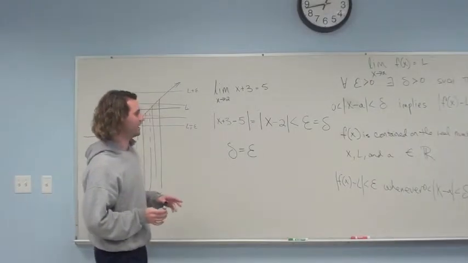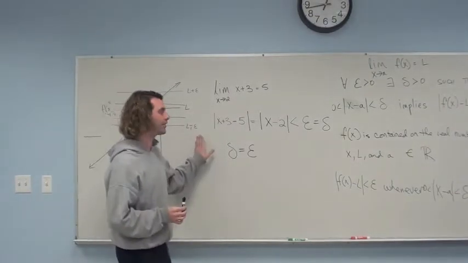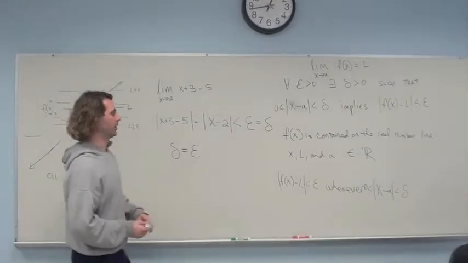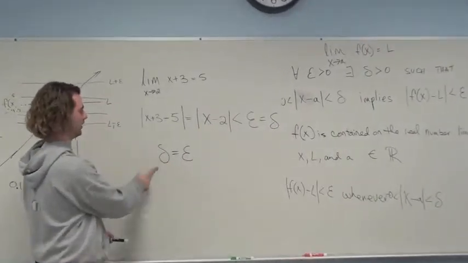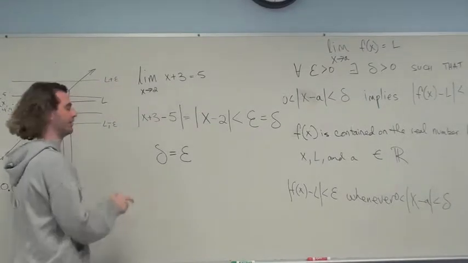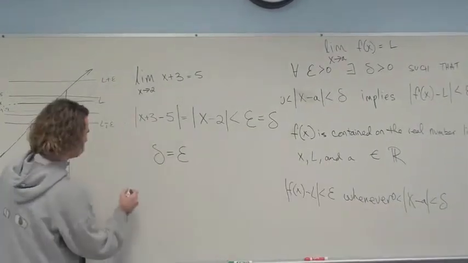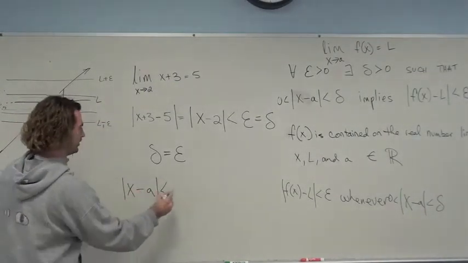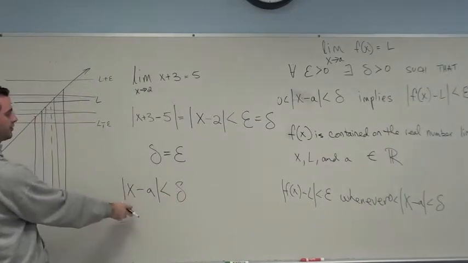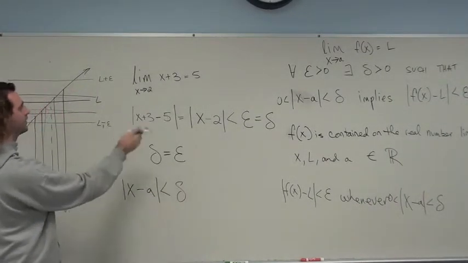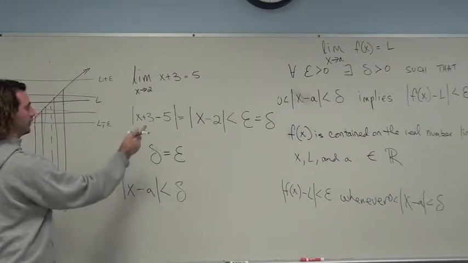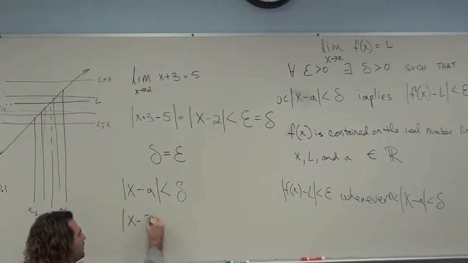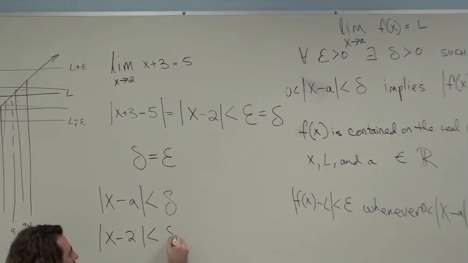Okay, so now if we want to analytically prove that this relationship is true, we've already decided on our delta. And how is our delta defined? This is the difference between x and a is less than delta. In this case, x - a is going to be x - 2. So we're going to have |x - 2| is less than delta.